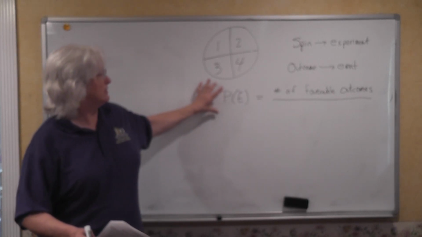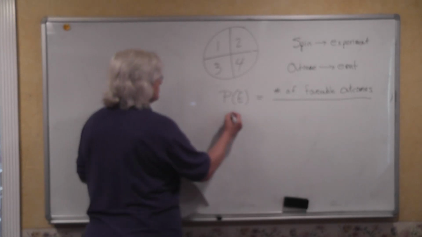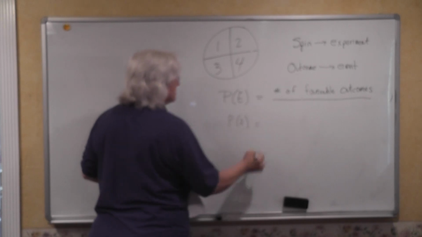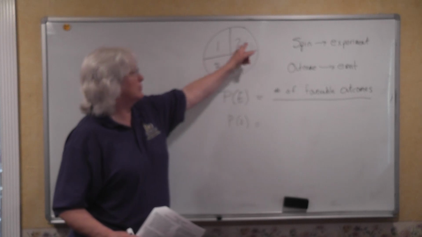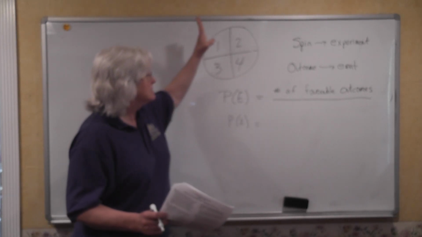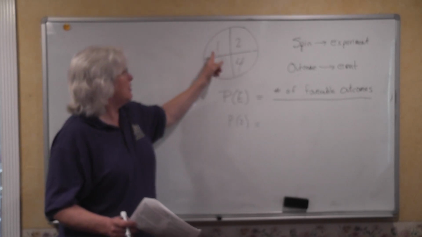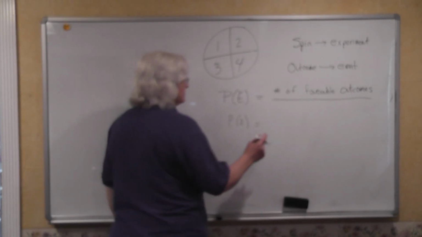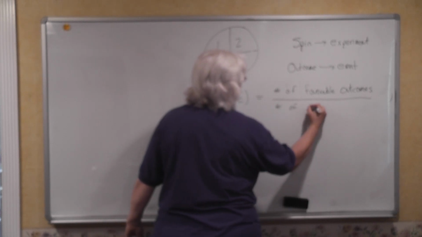So if I can spin this spinner and I can get a 1 or 2 or a 3 or a 4, and I need a 2, how many favorable outcomes are there? There's just one. I only want a 2. I don't want a 1, I don't want a 3, and I don't want a 4. So the probability of me getting that 2, we're going to be able to calculate that. In the numerator, you have the number of favorable outcomes. What do you think the denominator would be? Well, when I spin the spinner, am I only going to get a favorable outcome? No, I can have all of these numbers here. So this would be the total number of possible outcomes.